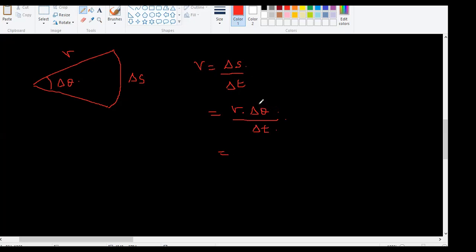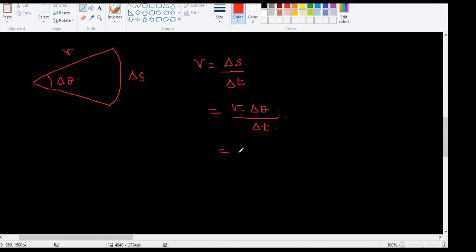What is del theta by del t? Anybody? Angular displacement by time taken. Displacement by time taken is what? Velocity. So angular displacement by time taken will be? Angular velocity. Nobody is answering. Folks are sleeping. So this is your angular velocity, r omega. So it means we derived v = r omega.